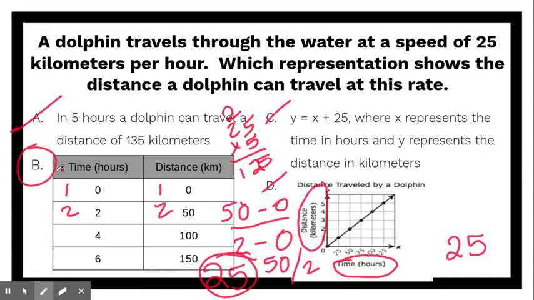Okay. And if you're confident that that was it, then you don't have to go through all of them. But I wanted to show you and make sure you understood why the other ones were wrong.